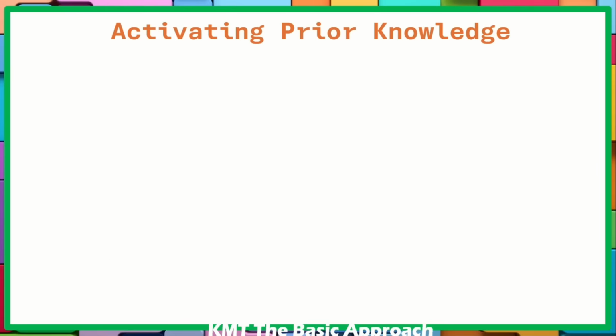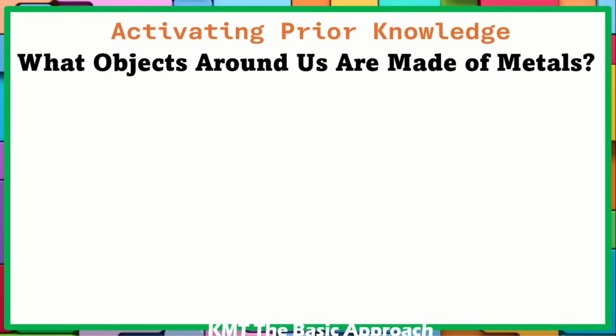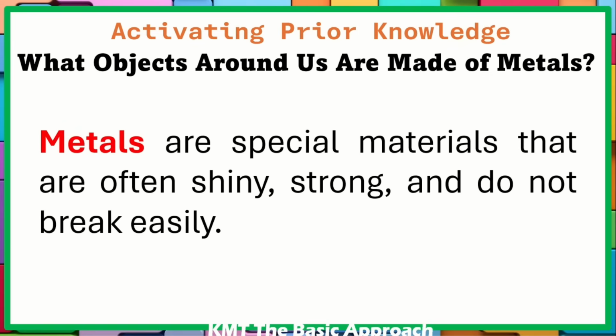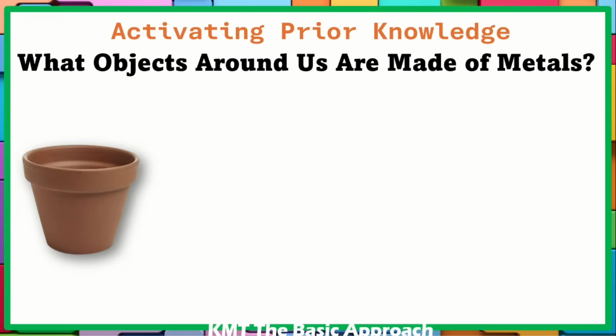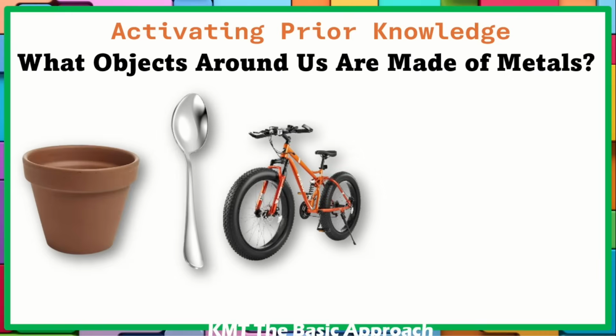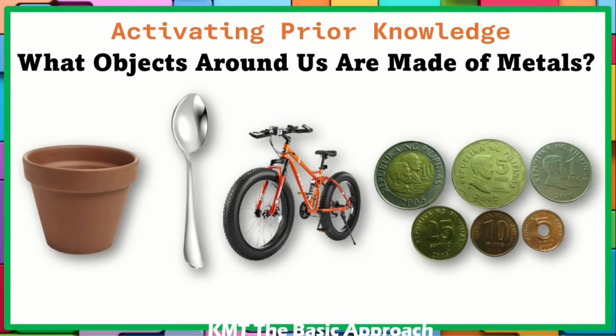Activating prior knowledge. What objects around us are made of metals? Metals are special materials that are often shiny, strong, and do not break easily. Observe the pictures.